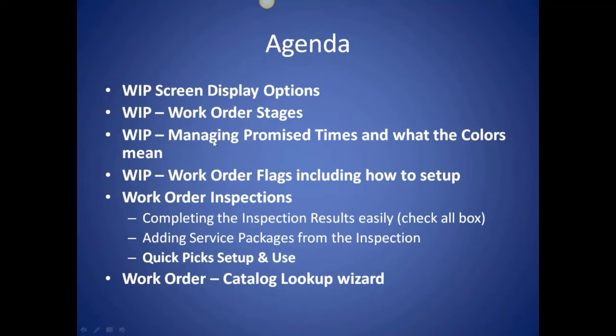Our agenda for today is to follow through a couple of steps in the work order optimization. One is the work in progress screen display options. We're also going to cover workflow stages, managing promise times, what the colors on the work in progress screen mean, and work order flags, which is a new feature. We're going to talk a little bit about how to set those up and use those. We're also going to talk about the work order inspections. This is an area that a lot of people don't take advantage of, and possibly it's a knowledge-based thing, so we're going to spend a little time with that.